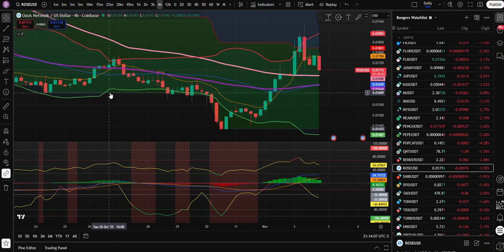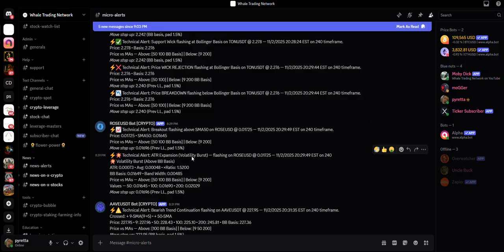Hey guys, we're going to go over another alert that comes into the system. We'll go over to the Discord channel. We can take a peek here and see that Rose gave us a technical alert for an ATR expansion. I added the inverse of this tonight for ATR contraction.